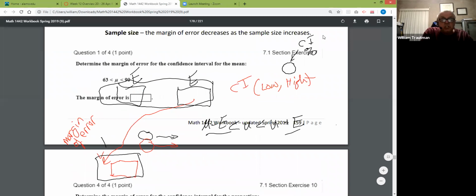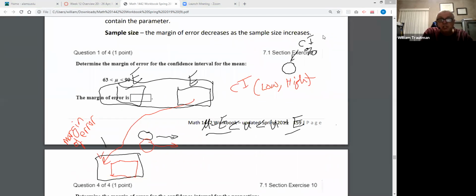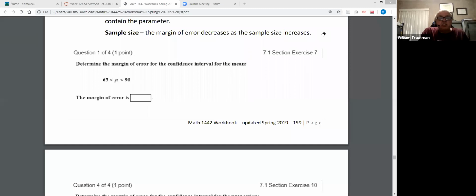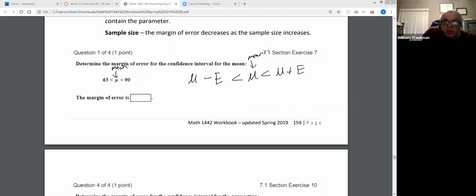We only have a couple of questions and then we're done. So let's take a look at these questions. It says determine the margin of error. Remember the formula: there's a mean, there's an average in the middle, and we take the average and we add the margin of error. We take the average and we subtract the margin of error. So this is the mean in the middle right there. This is where I added a number to the mean. This is where I subtracted a number from the mean.